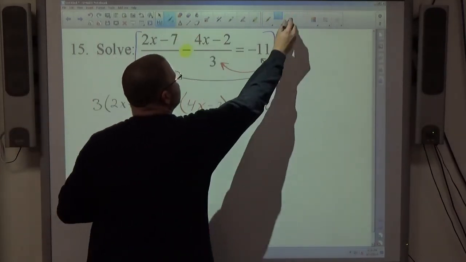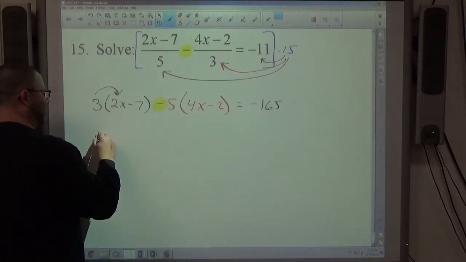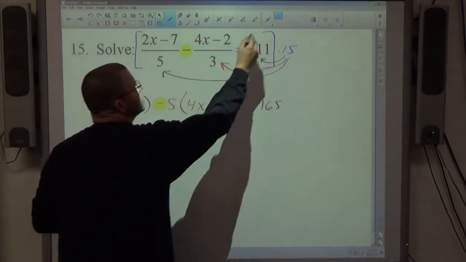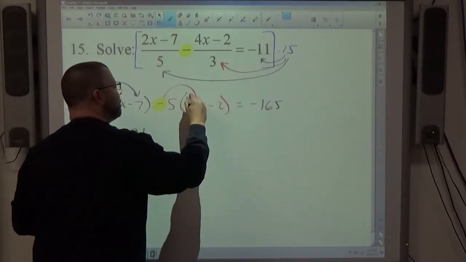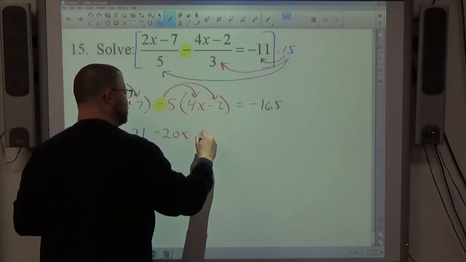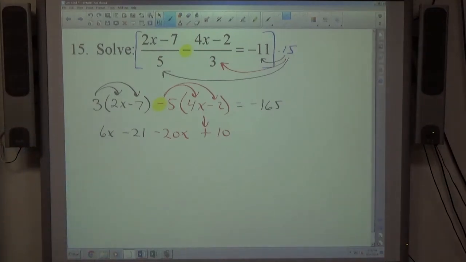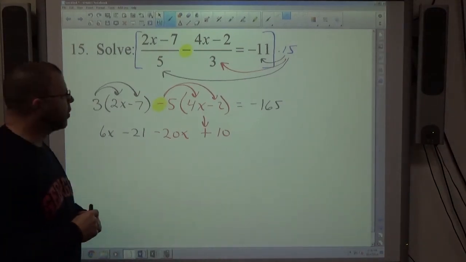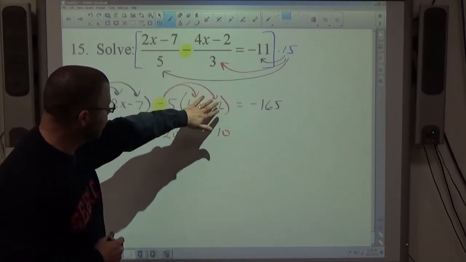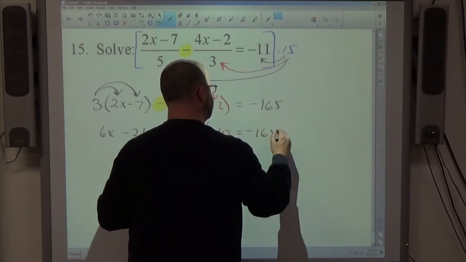So now, when I distribute, 3 times 2x makes 6x. 3 times negative 7 is negative 21. Negative 5 times 4x is negative 20x. Negative 5 times negative 2 is positive 10. That's the sign that a lot of you miss on those problems. So be very careful that you're focusing on that minus sign, which is distributing through to create that plus sign. It still equals negative 165.